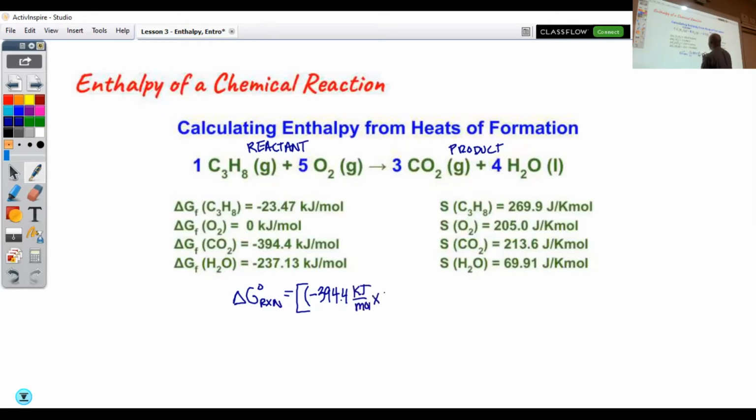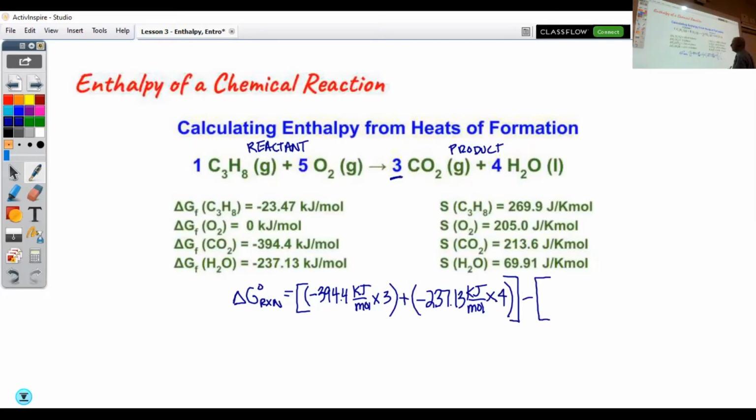We're going to multiply that by 3 because of the 3 in the balanced equation. And we're going to add the other product, just like we're adding here. The value for water, negative 237.13 kilojoules per mole times its coefficient of 4, close parentheses, close the square bracket because we're done with the product side.